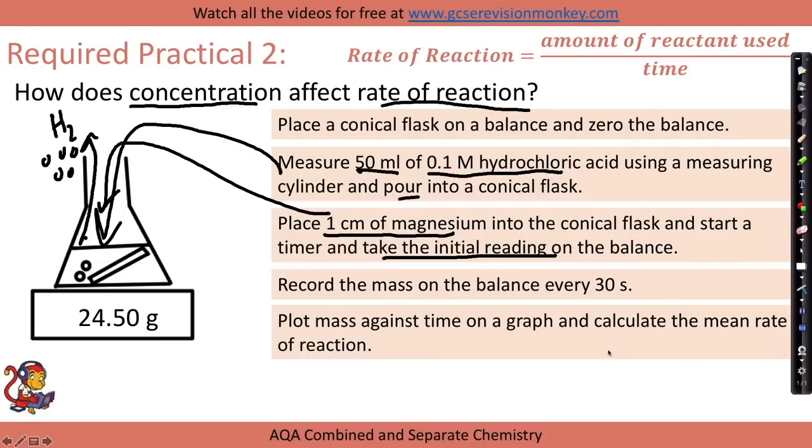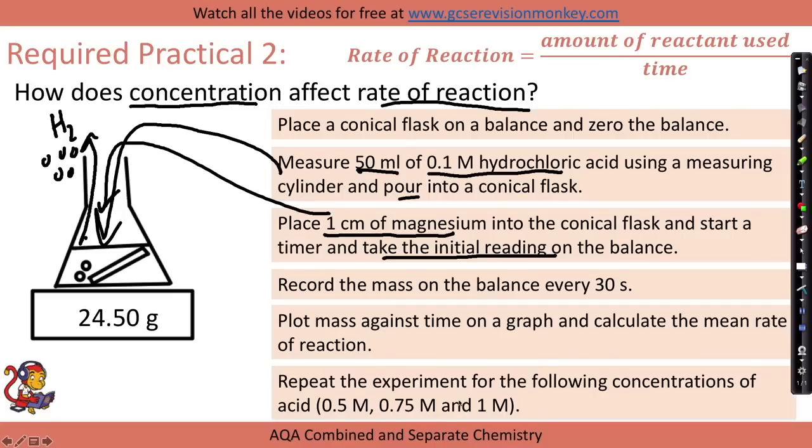And then we plot the mass against time on a graph, and we can calculate the mean rate of reaction. We'd repeat this experiment for the following concentrations of acid: 0.5 molar, 0.7 molar, and 1 molar, and as always is good practice, right at the end that you're going to repeat it 3 times for each concentration and calculate a mean.